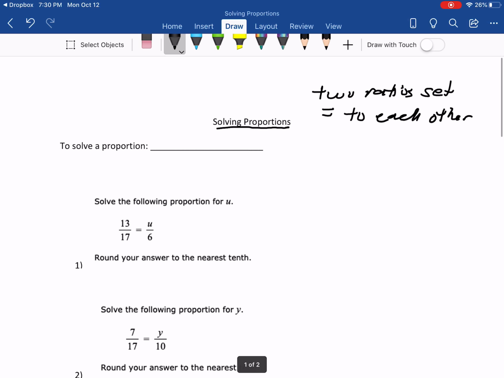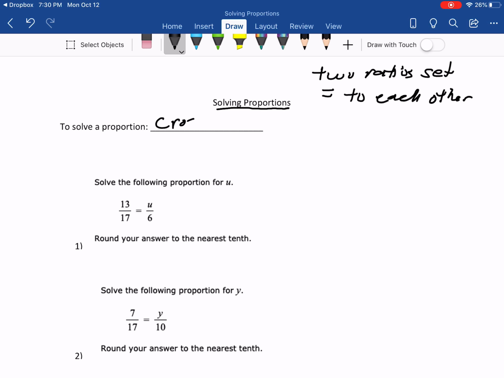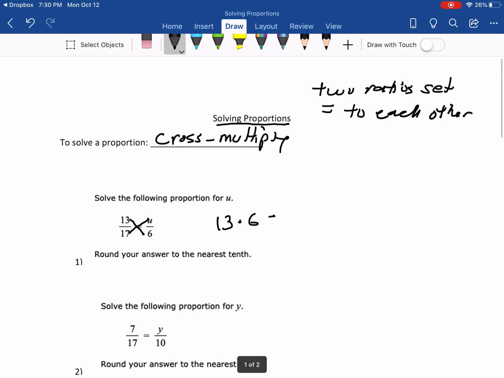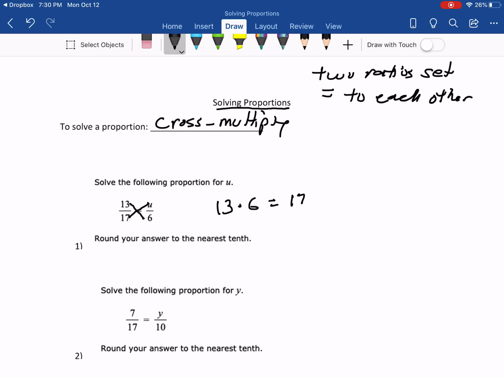We solve proportions by cross multiplying. Let's take a look at an example. When I say cross multiplying, we're going to pick pairs that are diagonal to each other. So we have the 13 and 6, so 13 times 6, and our other pair is 17 times u. So we're going to take the two ratios, we call them cross products, and set them equal to each other, 17 times u.